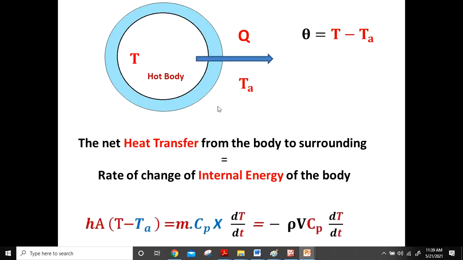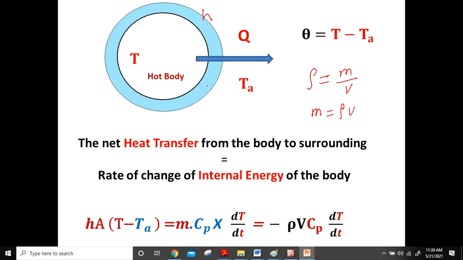Therefore, the balancing equation will be hA(T minus TA) equal to m Cp dT/dt, equal to minus rho V Cp dT/dt. Mass means rho into V, I can write. Cp is the same. Why? Because you know that rho is equal to mass by volume. Therefore, mass is equal to rho into V, I can take.